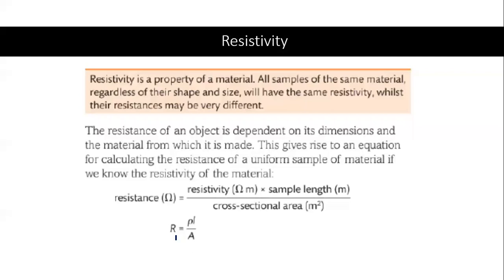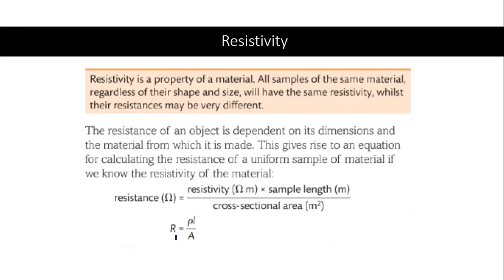Now we have to go ahead and talk about something known as resistivity. What is resistivity? Resistivity is the property of a material. What do I mean by that? I mean that this value, this resistivity, is specific to the metal, meaning that each metal is going to have a specific value of resistivity. And as long as the metal you're using is the same, the resistivity will also remain the same.